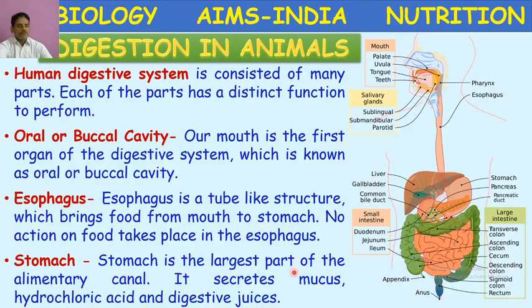Stomach is the largest part of alimentary canal, and it secretes mucus, hydrochloric acid, and digestive enzymes. There are several digestive enzymes produced. Mainly the digestive juices present in the stomach. An acidic medium is created by hydrochloric acid. The enzymes are gastric lipase and pepsin, present in the gastric juice. The digestive juice produced in the stomach is called gastric juice.